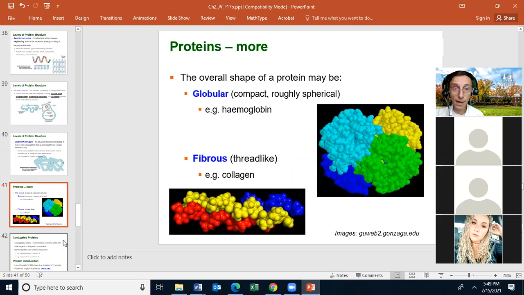Proteins can have a globular shape, and these are overall roughly spherical proteins. They're compact proteins, and an example would be hemoglobin or insulin. Most enzymes are globular proteins. You can also have a fibrous protein, and they're thread-like, and that would be like collagen. Okay? Any question about that?